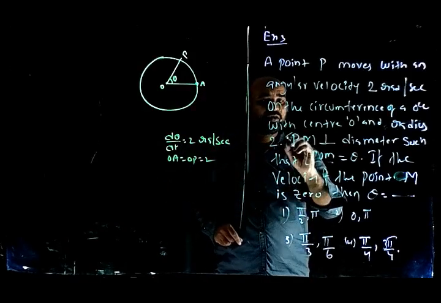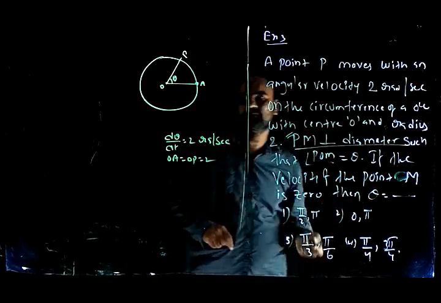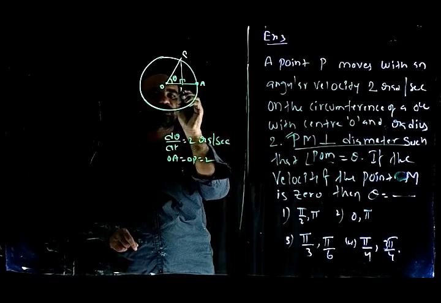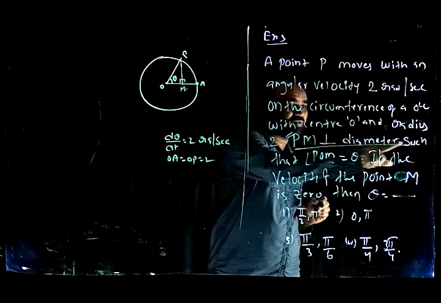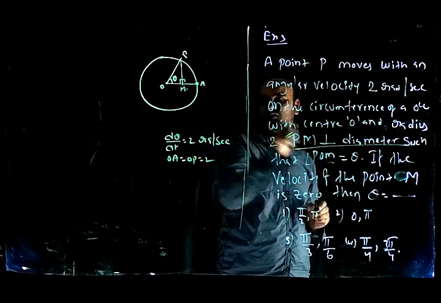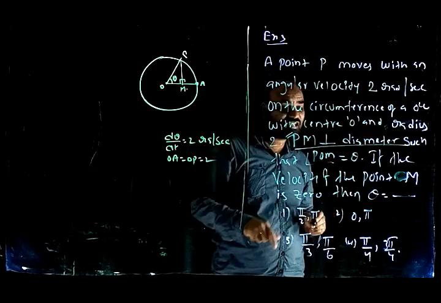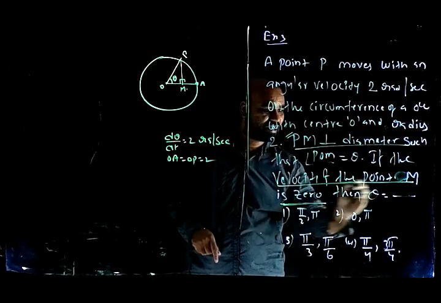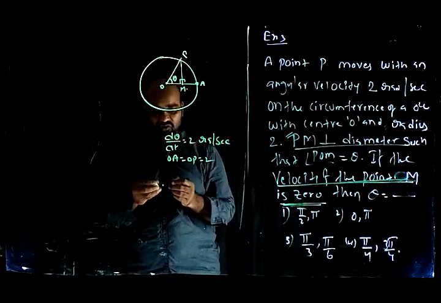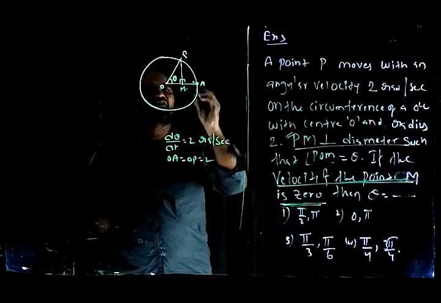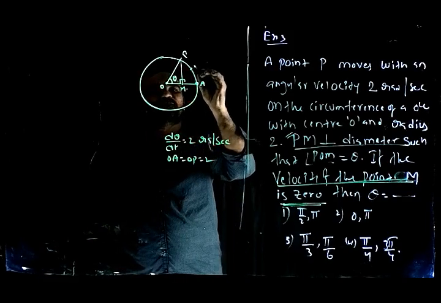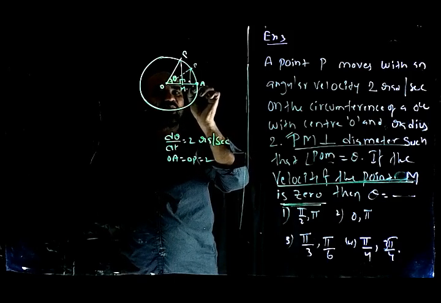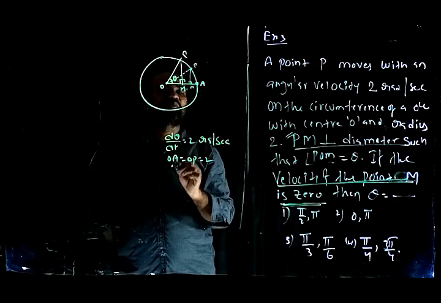PM is perpendicular to the diameter, such that angle POM is theta. If the velocity of the point M is 0, for what values of theta? First of all, for example, P is here. We need to draw a perpendicular on the diameter. This becomes M.